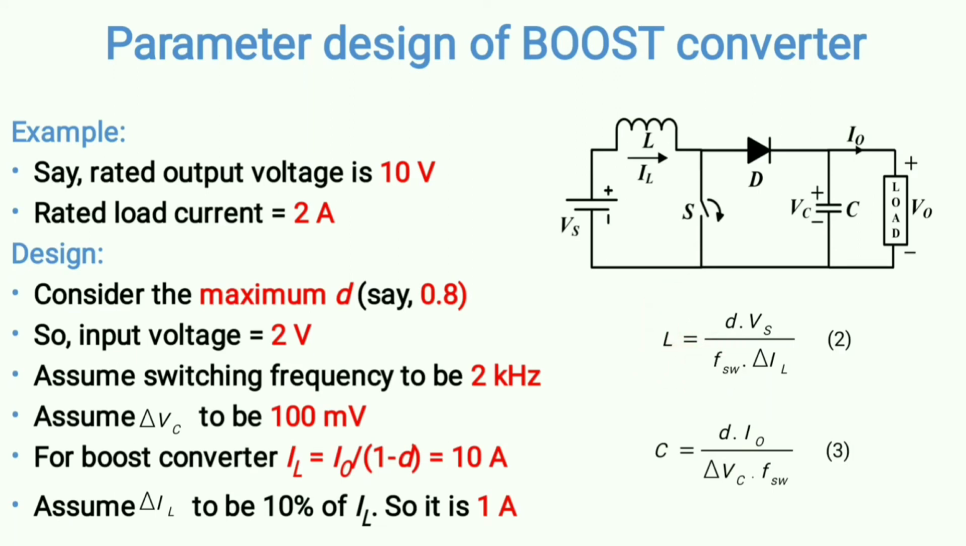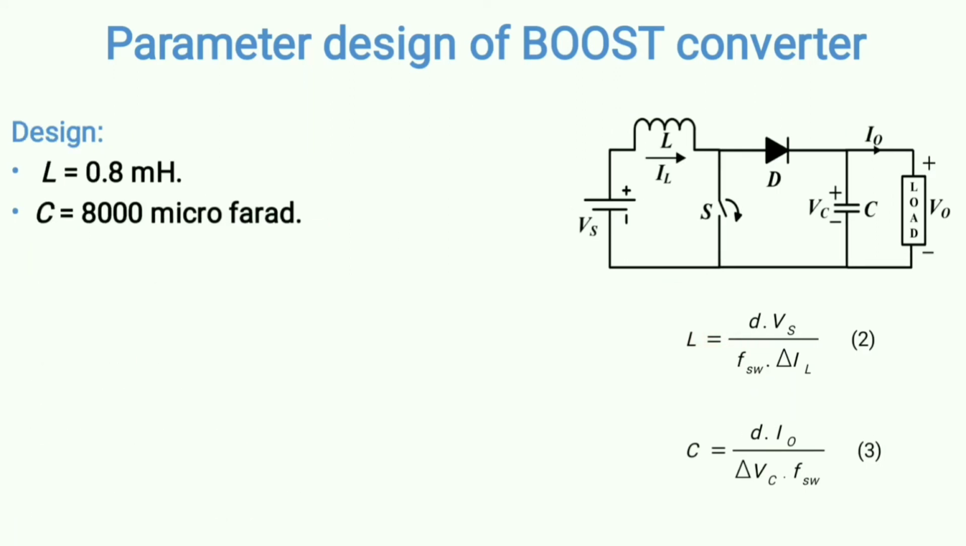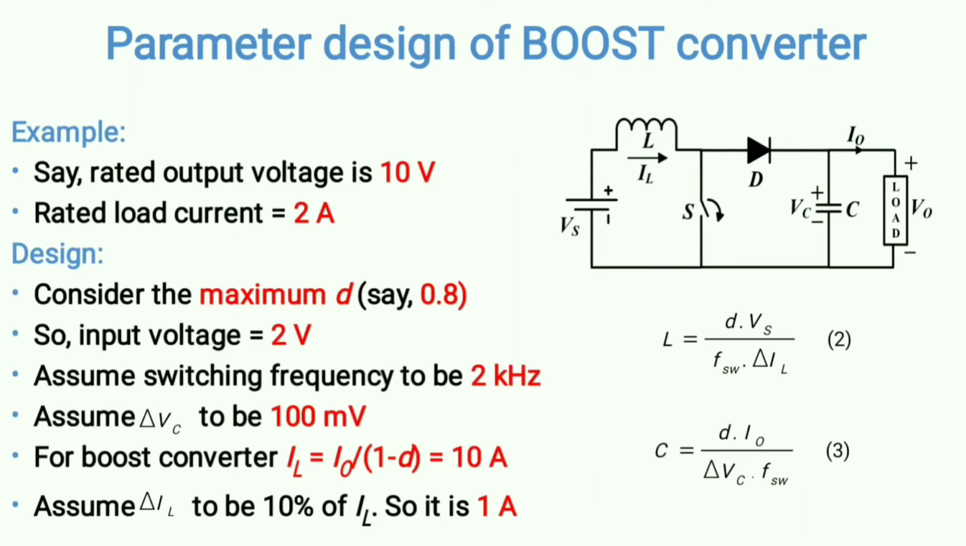Okay, so here I have calculated, and you will get these two values: L to be 0.8 millihenry and C to be 8000 microfarad. Now, as I have told you to consider the maximum duty ratio while designing, I will tell you the reason behind this. Although you can choose any value between 0 and 0.8, why the maximum?